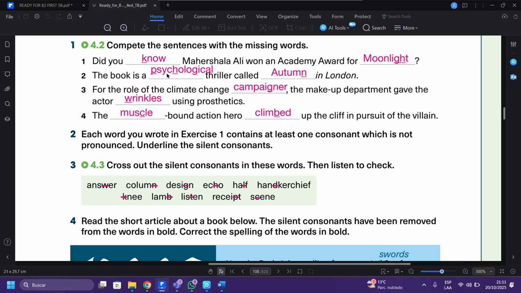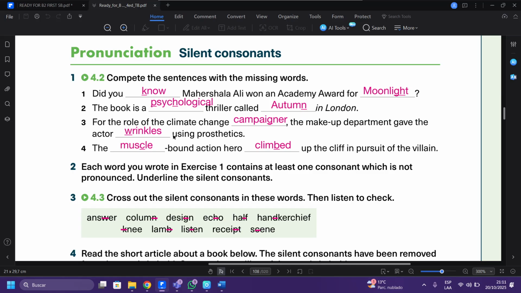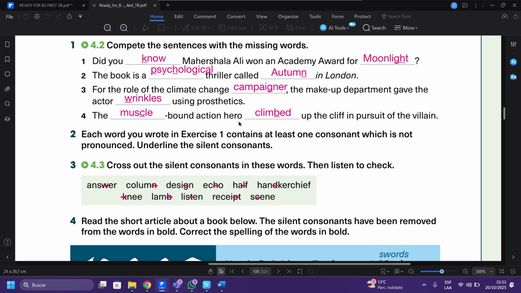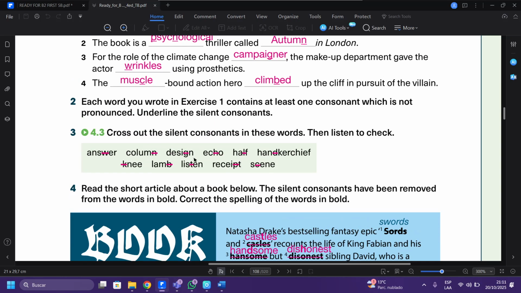As you can see here, psychological, the silent consonant is the letter P. The verb know, it's the letter K. The next one is wrinkles, for example, the silent consonant is the letter W. Muscle is the letter C, and so on. And here we have sign, the silent consonant is the letter G. Echo, the letter H. Half, the letter L. Handkerchief, it's the letter D. Knee, it's the letter K. Lamp, right? Listen, the verb listen as well, the letter T. Receive, and listen.